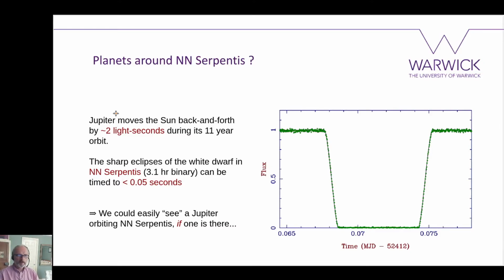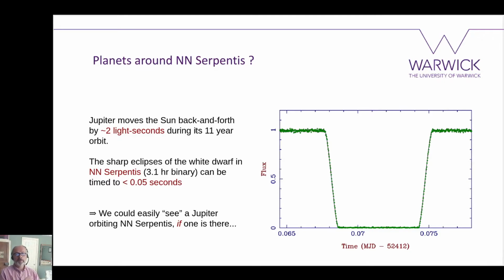So a good comparison is Jupiter and the Sun. If you work it out, Jupiter is 1,000 times less massive than the Sun, and that means that it moves the Sun about a 1,000th of its own orbit around the Sun in terms of distance as it orbits on its 11-year orbit. If you then divide that by the speed of light, you get the amount that the Sun is moving back and forth relative to other stars, for example. And Jupiter moves the Sun back and forth by around 2 light seconds. That's the distance not in light years, but light seconds, during its 11-year orbit.